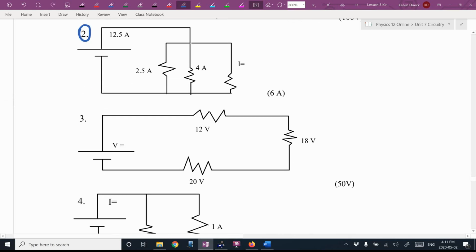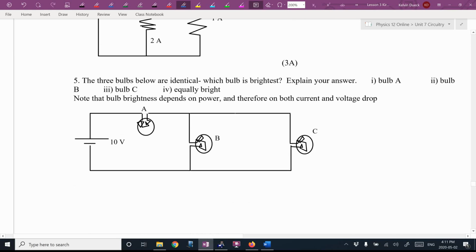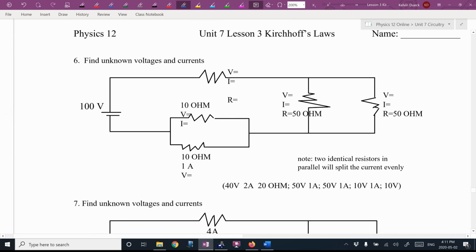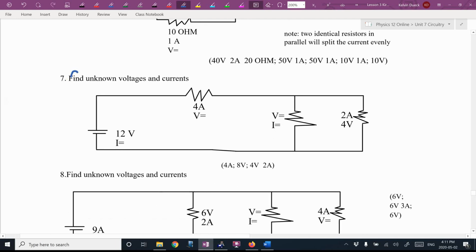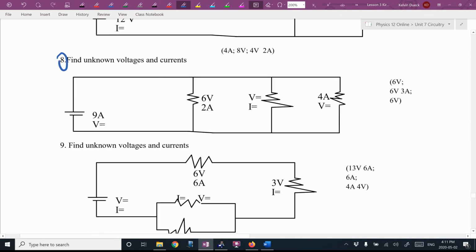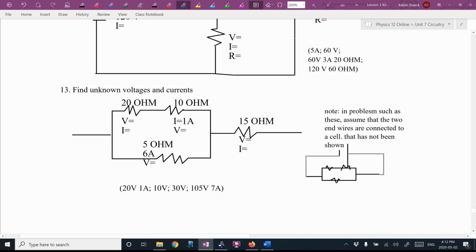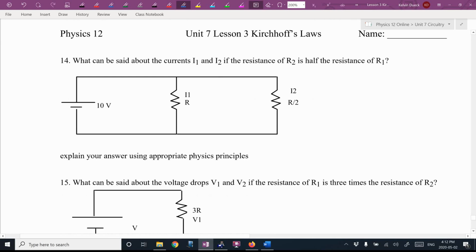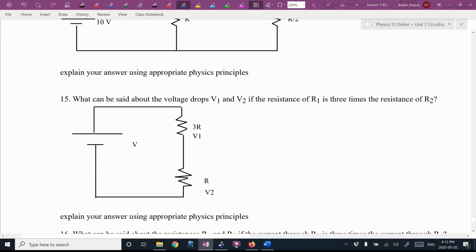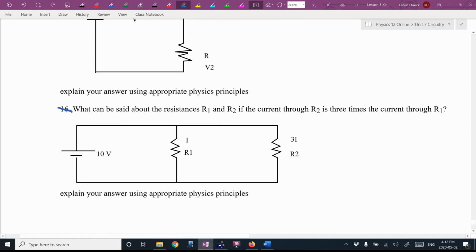What's your homework? Number one is good. Number two is good. Three is good. Four is good. I'm going to skip five. Six is good. Your hint for number six is, since these two resistors are identical, they're going to split the current 50-50, which means if that's 1 amp, that's 1 amp. And these two are going to split the current 50-50 as well, because they're identical resistors. Seven is good, eight is good, nine is good, 10 is good, 11 is good, 12 is good, 13, I'll skip 14, I'll skip 15, I'll skip 16.